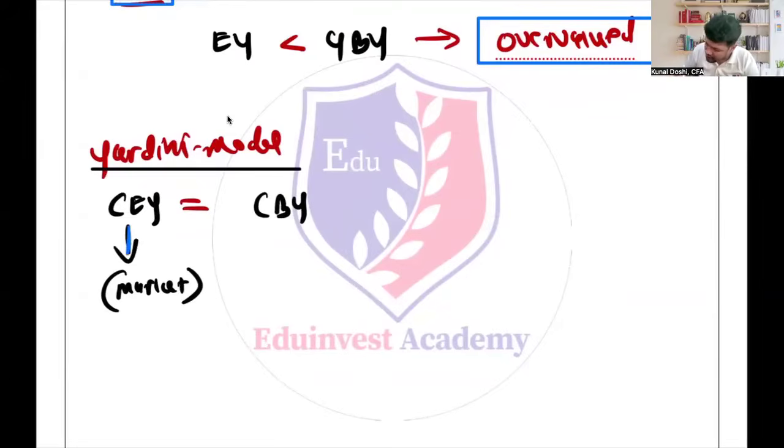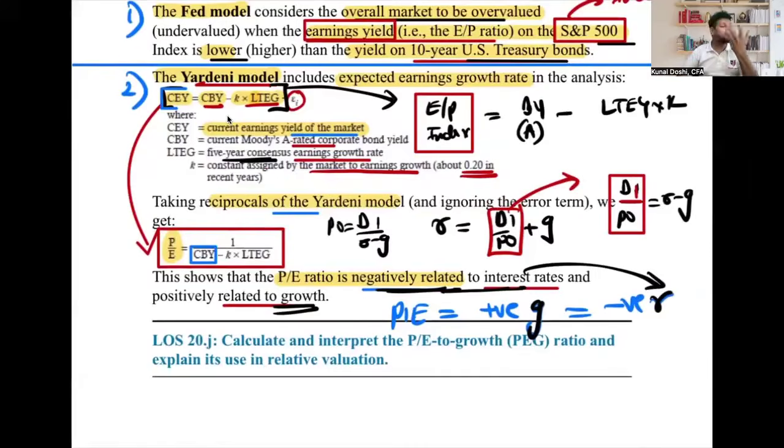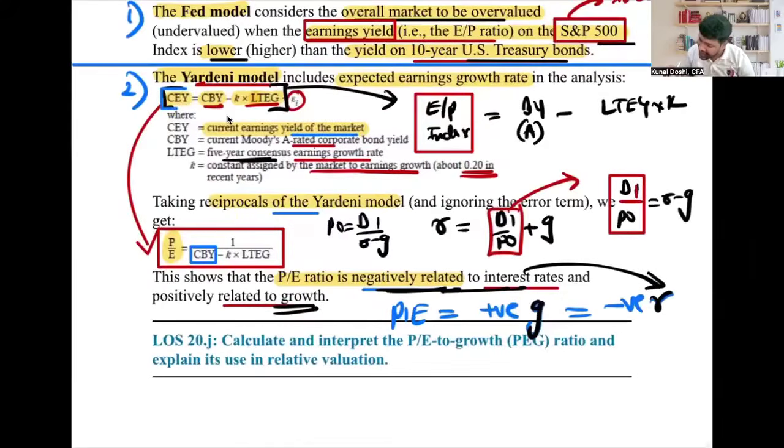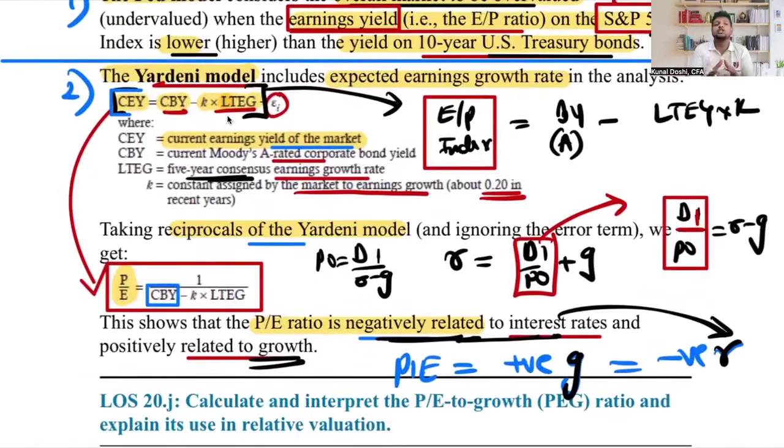This is actually an A-rated bond, not a government bond, because how can you compare equity with a government bond? It's risk-free. So that is perhaps to an extent corrected. So it's the current Moody's A-rated corporate bond, right? But this corporate bond yield is compared to the long-term equity growth rate, and this long-term equity growth rate is not going to happen immediately. So it is assumed to happen over a period of years.